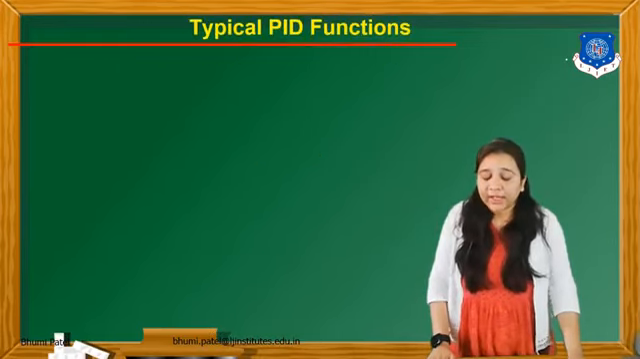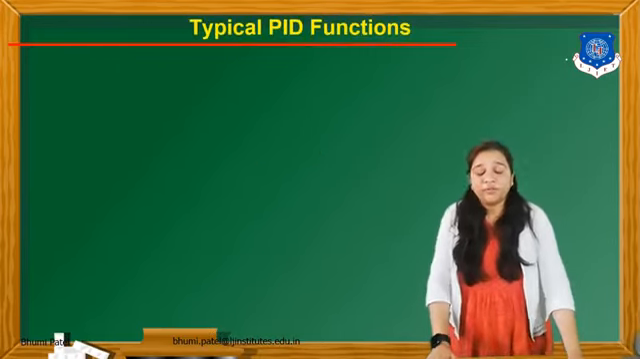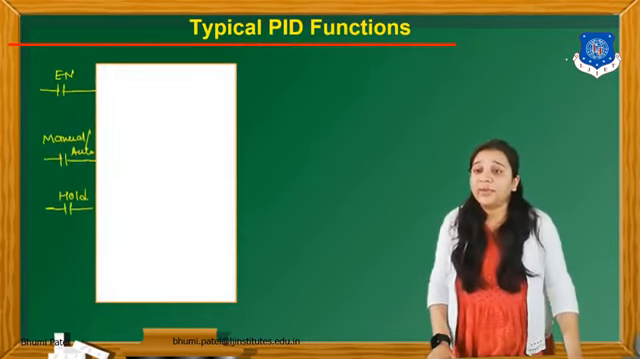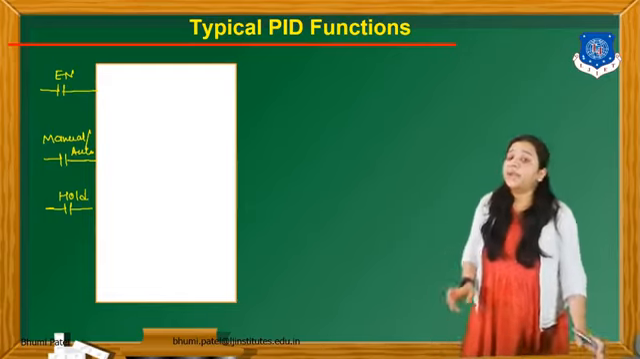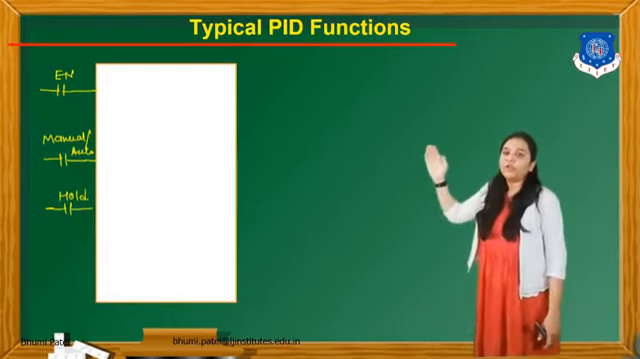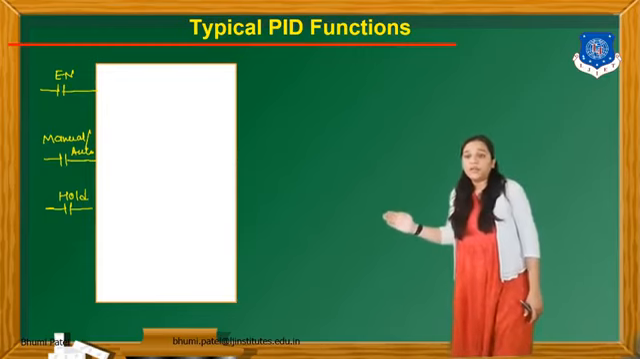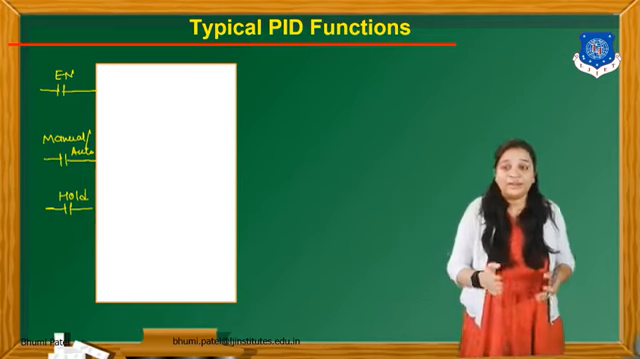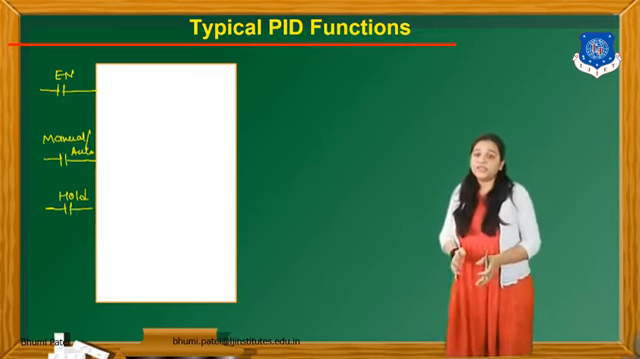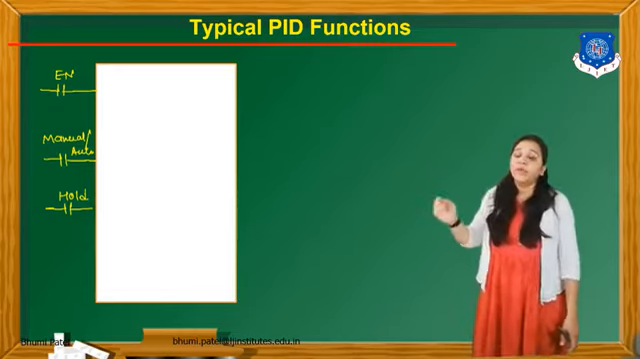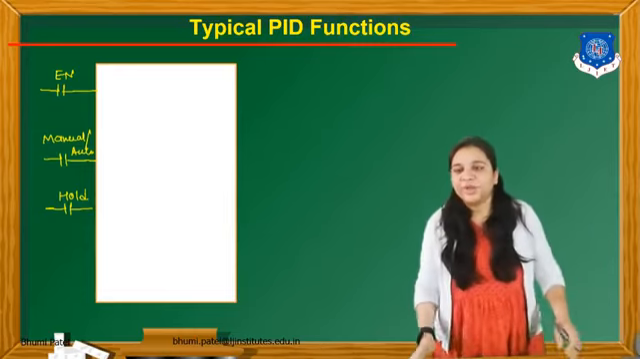Okay, if we take the brief block format of the PID function, so generally in the PID function we can apply three inputs. The first one is the enable, then the manual or the auto control, and the third one is the hold. As we discussed earlier, in some cases we have to compulsorily use the manual mode, so that time the manual input must be on.